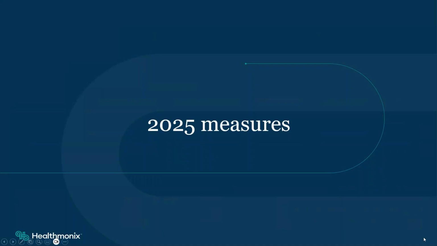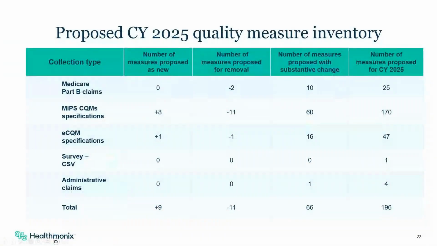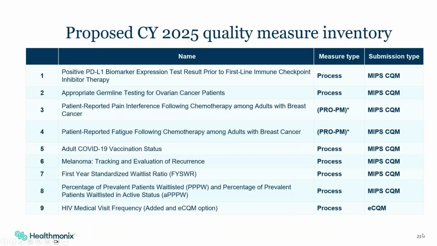And now we have some proposed measures for 2025. The 2025 proposed rule is available. In this proposed rule, CMS is proposing 8 new CQMs, and they're proposing to retire 11 of them. They're also proposing to add 1 new eCQM, electronic clinical quality measure, and retire 1 from the inventory. Out of the 10 new CQM and eCQM measures, we can see that 8 of them are process measures. 2 of them are patient-reported outcome measures.